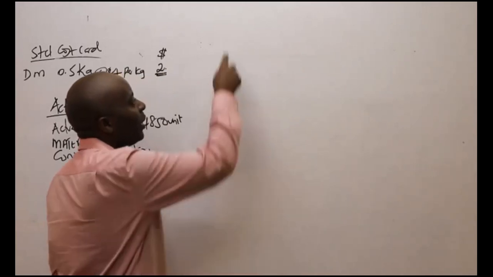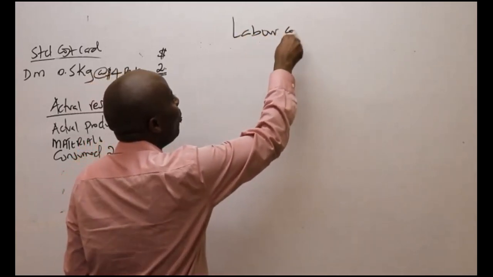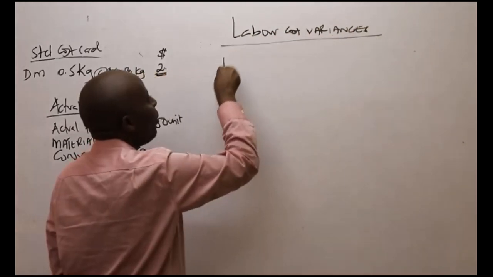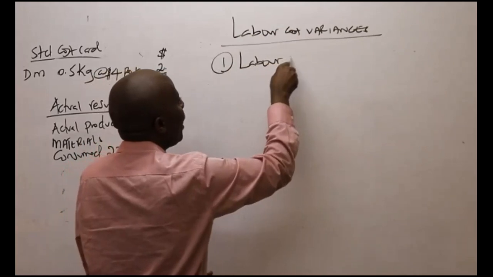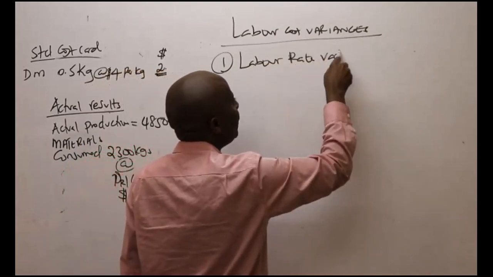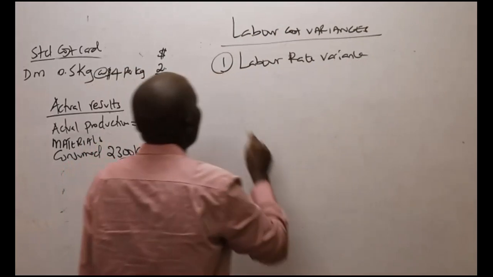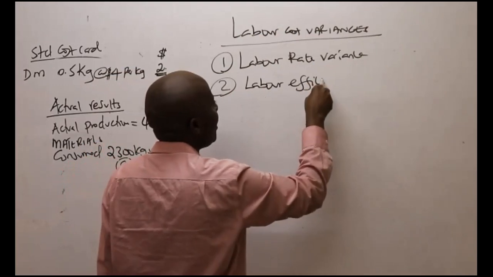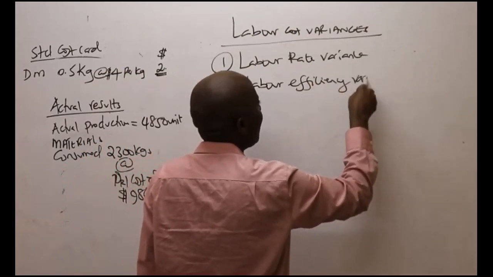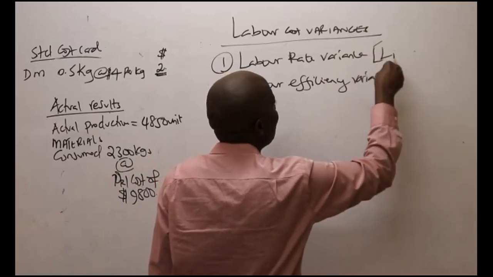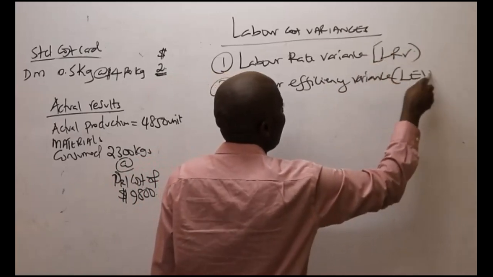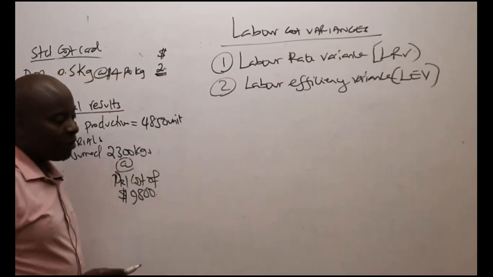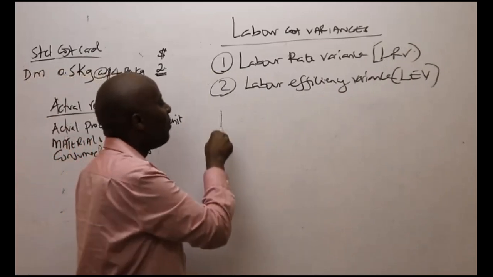We got the labor cost variances. There are two. Number one, we have the labor rate variance. And then number two, we have what we call labor efficiency variance. So this is the labor rate variance, and this is the labor efficiency variance. So we begin with labor rate variance.